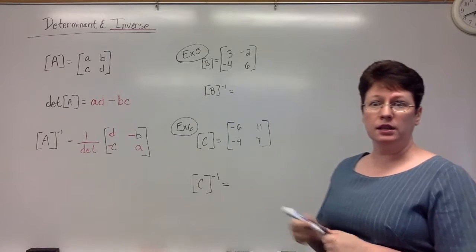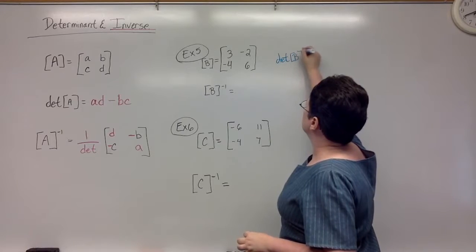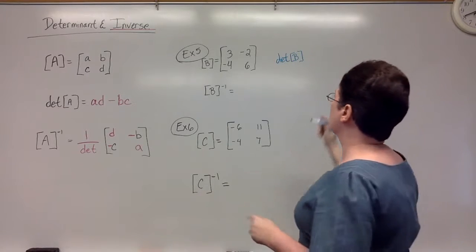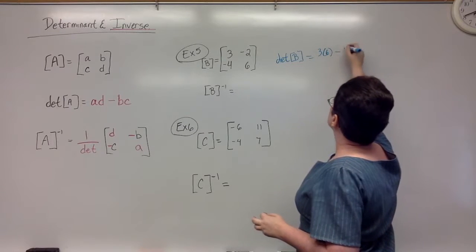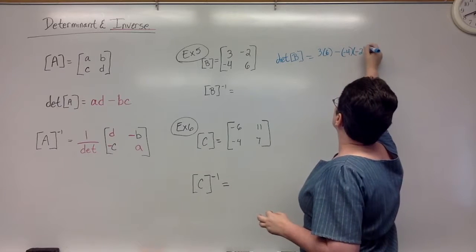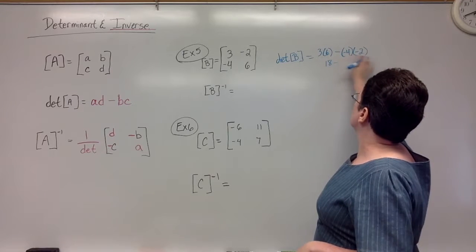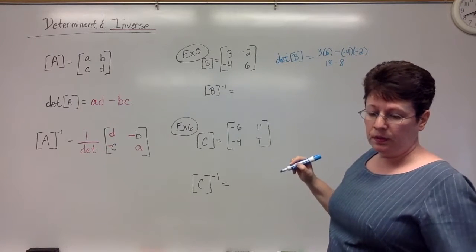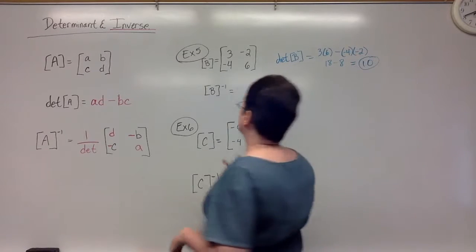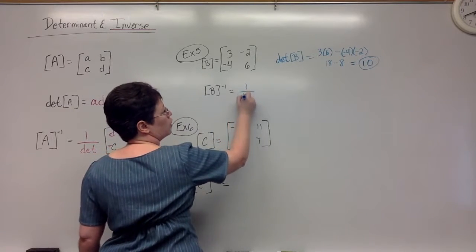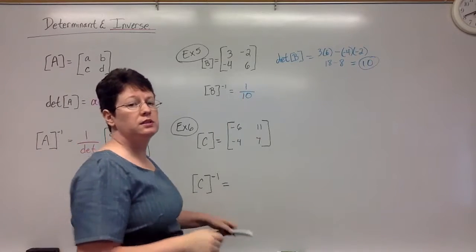So first step is find the determinant. I need the determinant of matrix B on example 5. So I got to cross multiply. I have 3 times 6 minus negative 4 times negative 2. 3 times 6 is 18. That's going to be minus 8, right? Well, that's 10. So my determinant is 10. That's the first step in doing my inverse. So I know I've got 1 over 10.